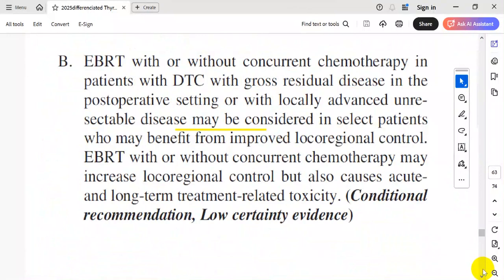EBRT with or without concurrent chemotherapy in patients with DTC with gross residual disease in the postoperative setting or with locally advanced unresectable disease may be considered in select patients who may benefit from improved local regional control.